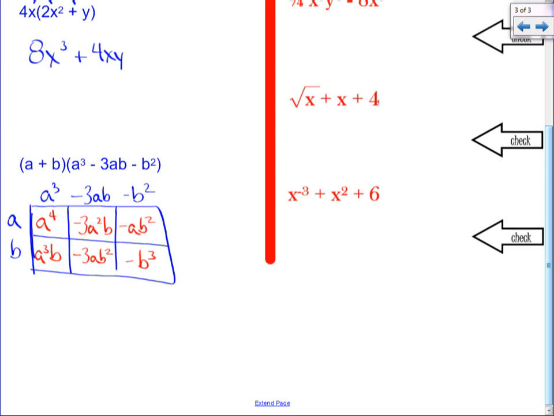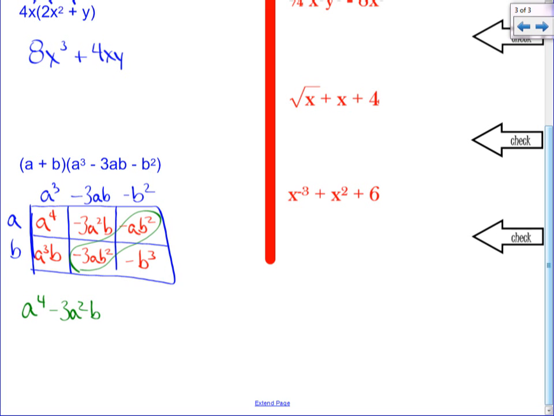Now, the nice thing about putting all of your variables in alphabetical order is it's easier to see when you have like terms. Do we have any like terms here? We have one, correct? Right here. Are there any other like terms that match exactly? No. Okay, so we can put those two together. It doesn't matter what order you list them in. I usually just tend to go across the top row and then the bottom row. So we've got a to the 4th minus 3a squared b.